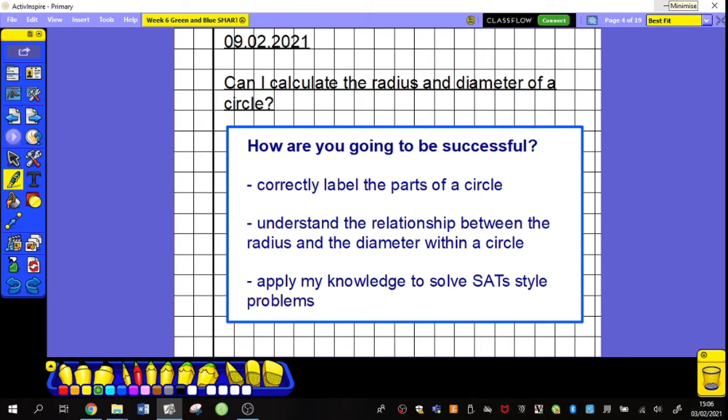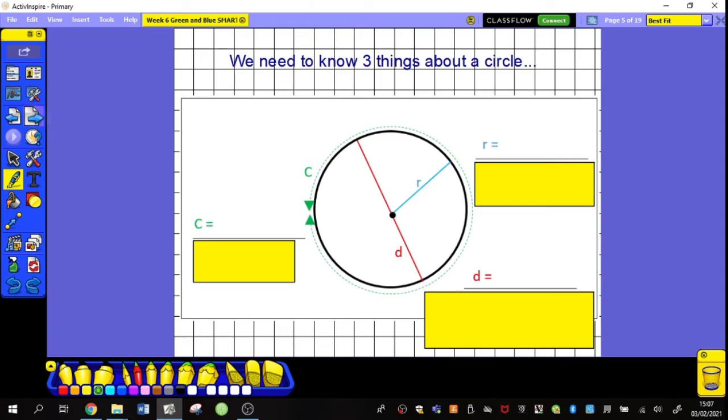Right, today we're going to be calculating the radius and diameter of a circle. I'm going to go through what that vocabulary means in a moment. To be successful, you're going to correctly label the parts of a circle, understand the relationship between the radius and the diameter within a circle, and apply that knowledge to solve problems.